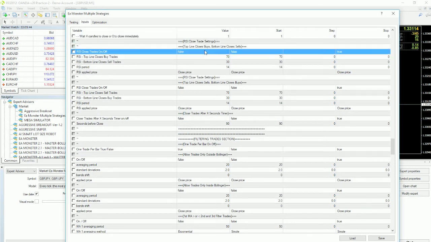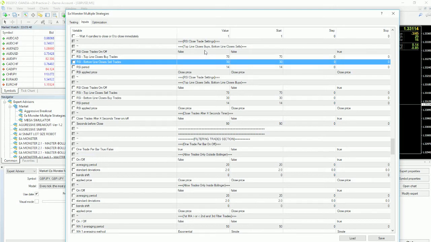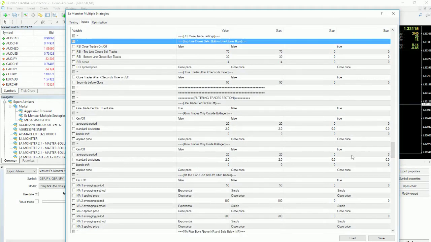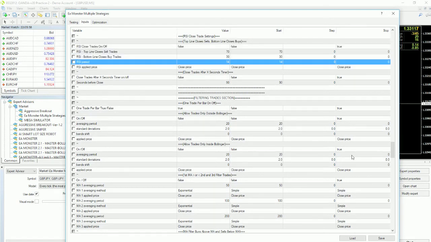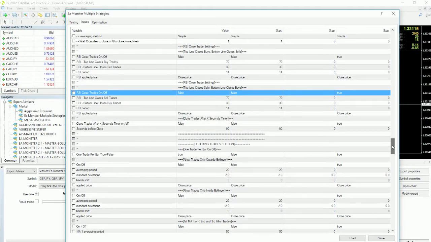Okay, top line closes. This is RSI. Same idea as the stochastic. Top line closes buys, bottom line closes sells. Hopefully you understand that. I'm going to start speeding this up a little bit, because it's starting to sound redundant. Top line closes sells, bottom line closes buys. Use your imagination there.